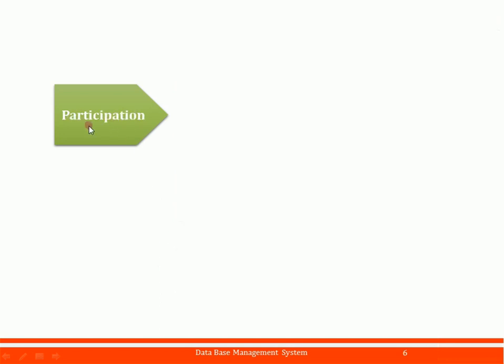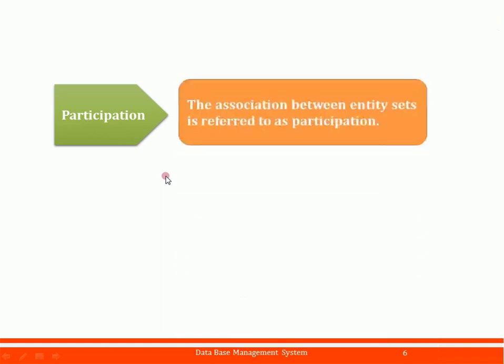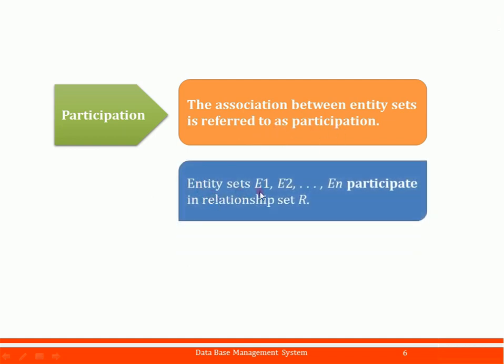The next thing is participation. The association between entity sets is referred to as participation. Entity sets E1, E2, En, etc. participate in a relationship set. In the previous example, advisor is a relationship between the instructor and the student, and the entities instructor and student participate in the relationship advisor.